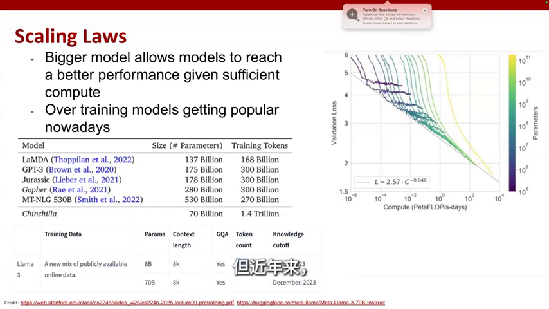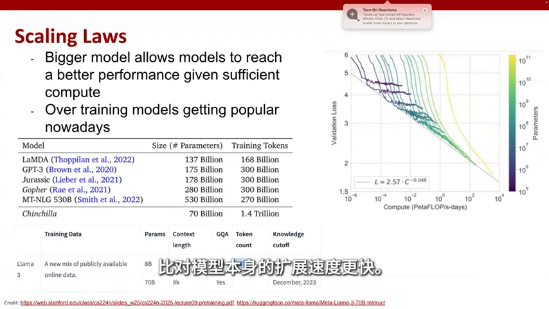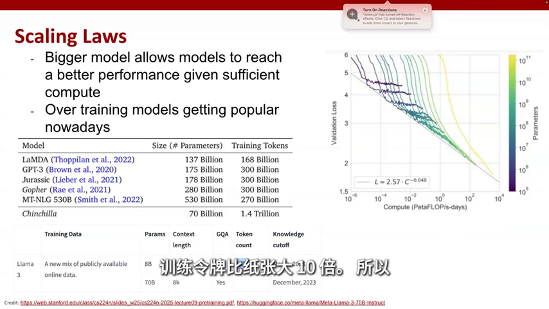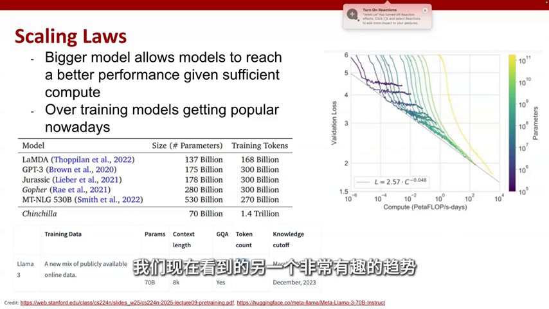But in more recent years, people have scaled the training tokens more quickly than scaling the model itself. So the Llama 3 model has 8 billion parameters, but it was actually pre-trained on 15 trillion tokens. So this is about 10% of the size of the Chinchilla model, but with 10 times more training tokens than that paper. So that's another pretty interesting trend we're seeing right now.